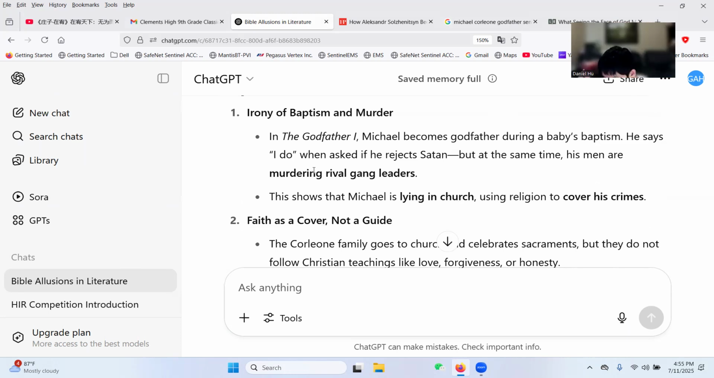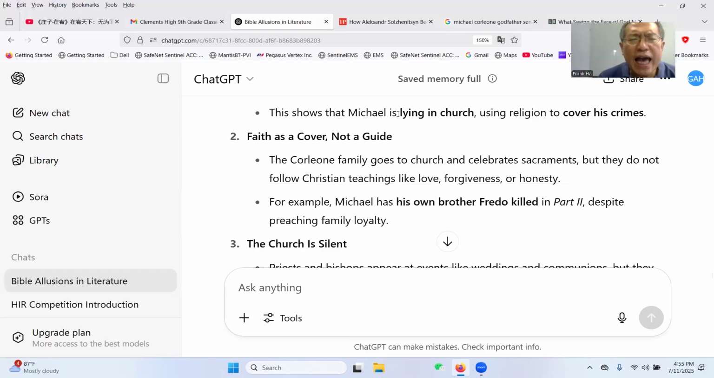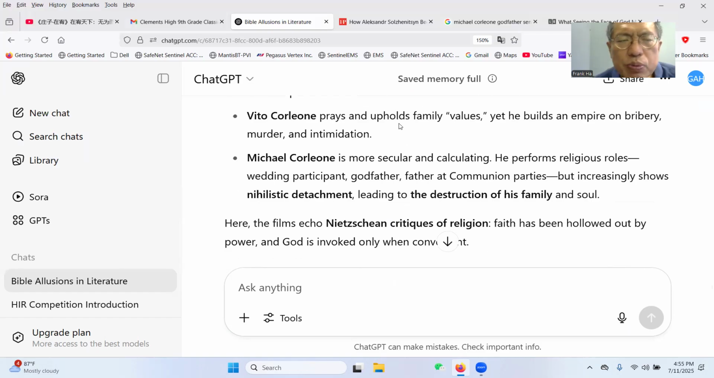In The Godfather 1, Michael becomes godfather during a baby's baptism. He says "I do" when asked if he rejects Satan, but at the same time, his men are murdering rival gang leaders. This shows that Michael is lying in church. See, using lying is religious cover. The source of the power of lying is already from the devil. But he is lying in the church, using religion to cover his crime. That's sin covering over sin. Make sense?